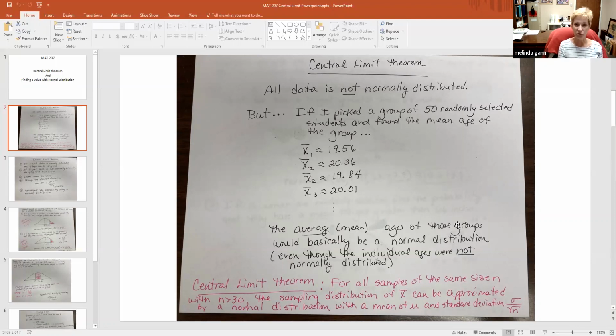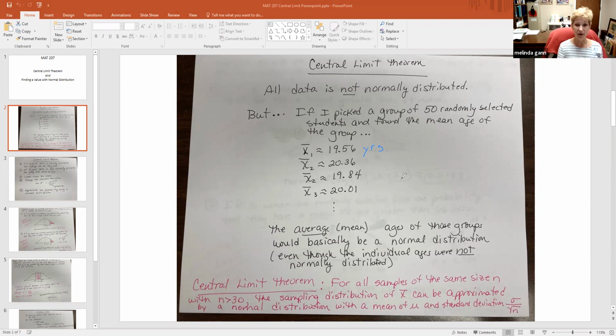But here's what's interesting. Even though the ages of MC students is not normally distributed, let me tell you what I could do. I could go over to the registrar's office and say, will you randomly pick 50 MC students and give me their ages? So I get 50 ages. If I added up all 50 ages and got an average of 19.56 years old, maybe that's the average age of those 50 students.